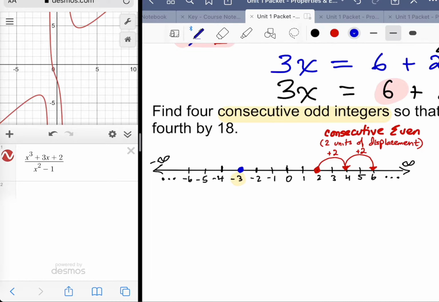So I'll start it at -3. If I want to go to the next odd number, I'd still have to make 2 units of displacement. I'd still have to add 2. All right. To get from -3 to -1, it's a movement of 2 units. It's still 2 units of displacement. So consecutive odd, two units of displacement.